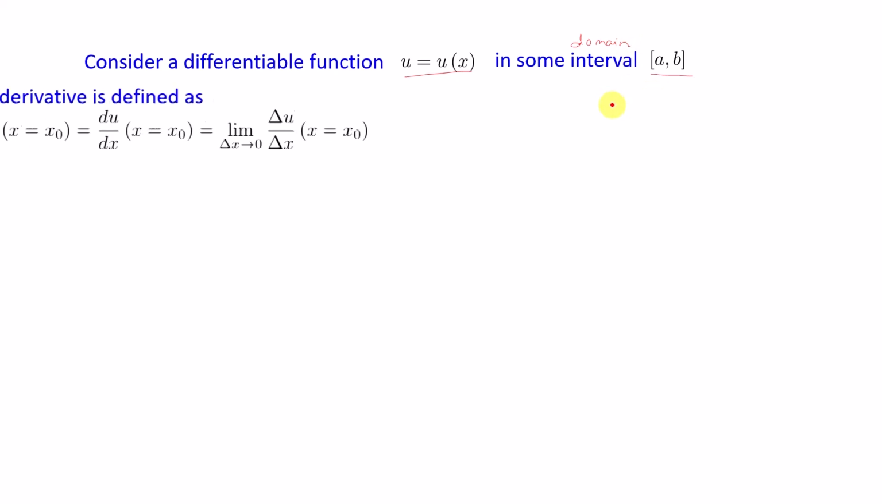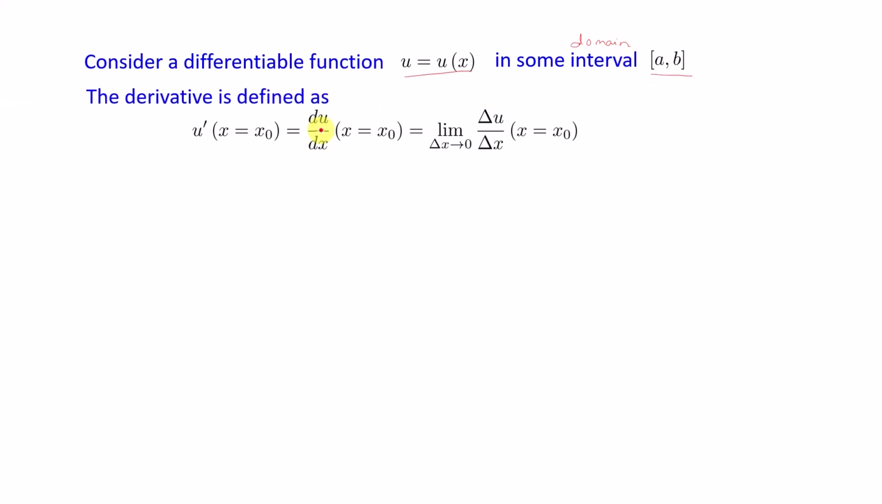Now we know that analytically the derivative is denoted as u prime or du dx. The magnitude of derivative at x equals x naught is equal to limit delta x tends to 0 delta u divided by delta x at x equals x naught, which we can write as limit delta x tends to 0 u of x naught plus delta x minus u of x naught divided by delta x.